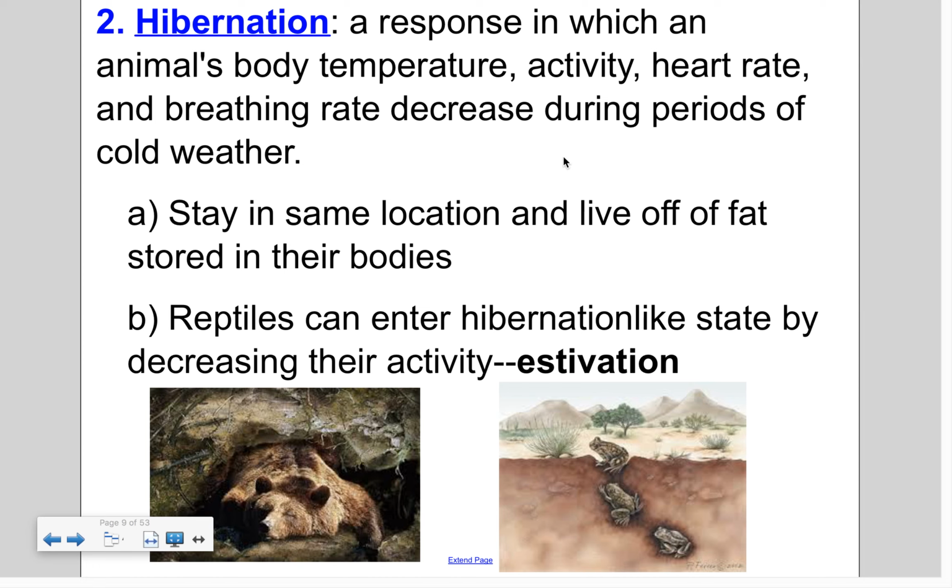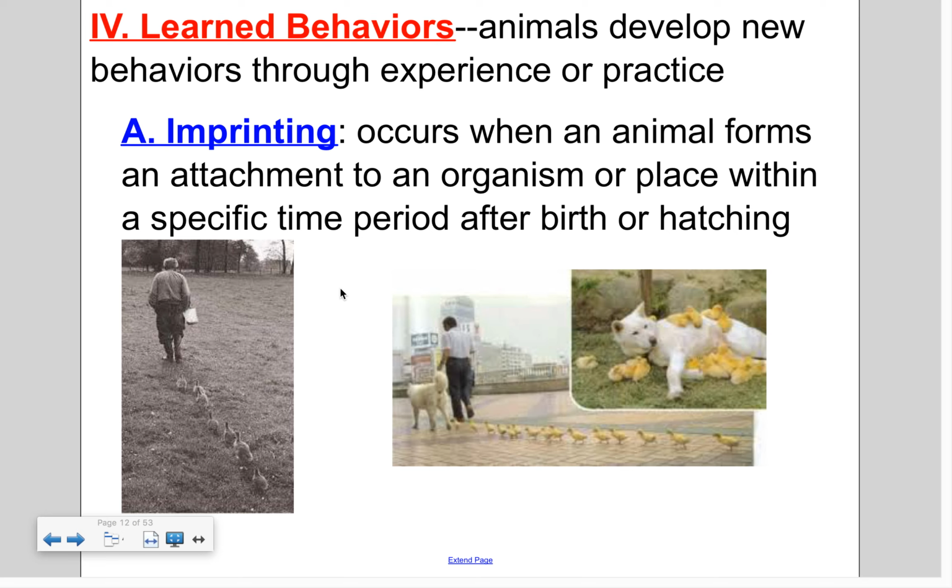Moving on to learned behaviors, where animals pick up behaviors through either experience or practice. The first one is called imprinting, which means that an animal becomes attached to an organism or maybe a place within a certain time frame after its birth or after hatching from an egg. There was this guy, I think his name was Lorenz, a German animal behaviorist, who would imprint ducks onto him. These ducks thought that he was mom, and they would follow him around everywhere.